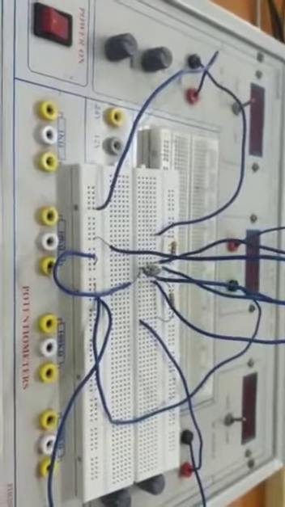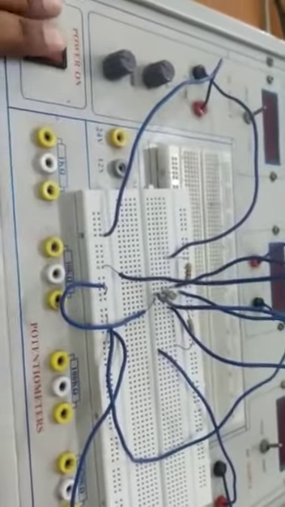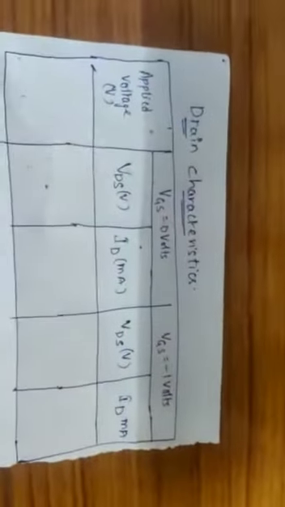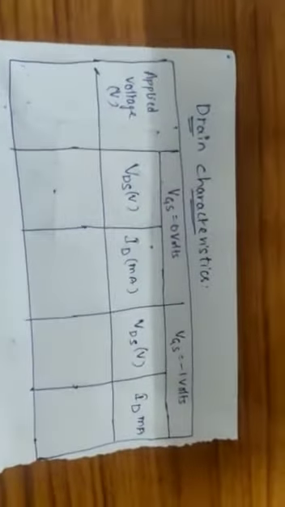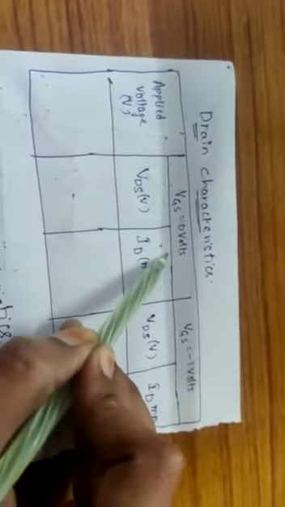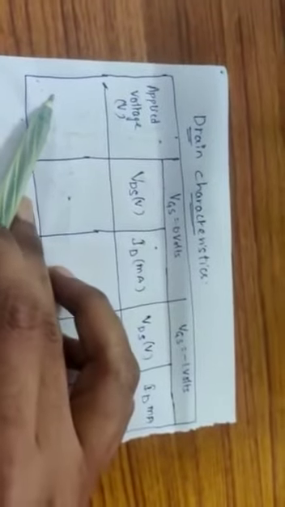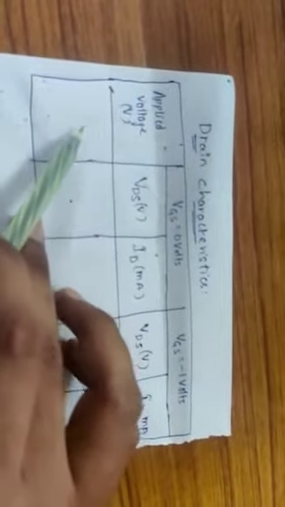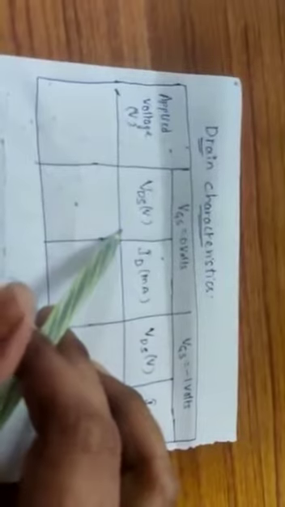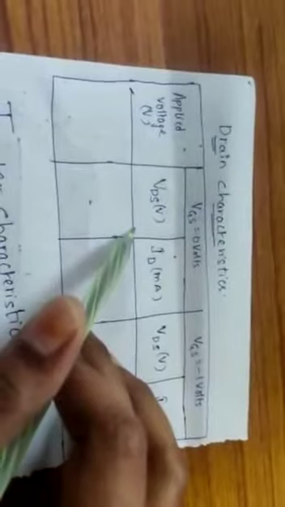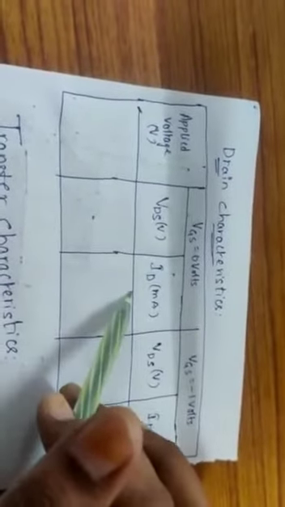This is about the circuit diagram connections, and we'll see the characteristics. First, the drain characteristics, where the tabular observations are here. VGS is kept constant at 0 volts, and we will be varying our applied voltage, that is RPS 2, and we will find out VDS, that is the voltage across the drain and source, and the drain current.